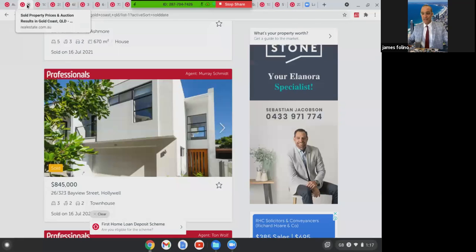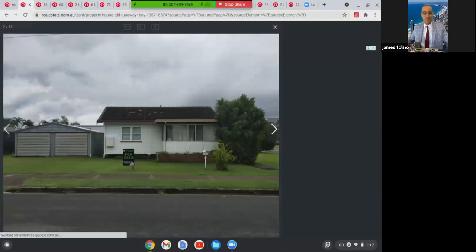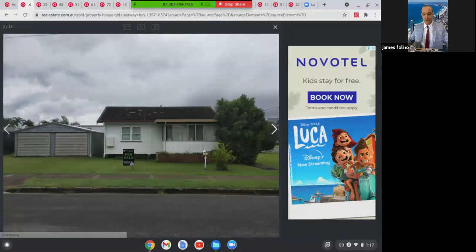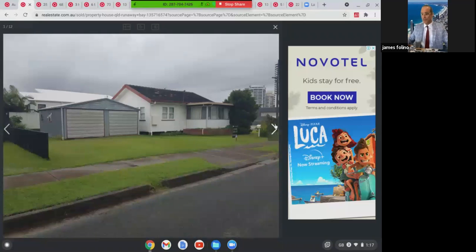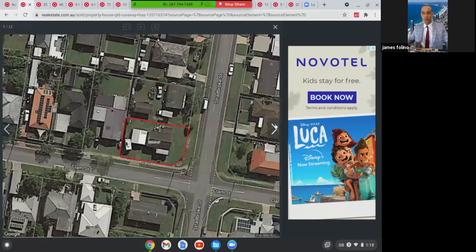So let's go into it. First one I'd like to show you is 100 Stradbroke Street in Runaway Bay. It was only about 600 metres to the boat ramp. It's a corner block, very much a block that lends itself to development. 516 square metres, with a three-bedroom, two-bathroom, double garage home on the property. It's quite a large property, a lovely corner block, and it sold for 680,000. So good buying for a developer.